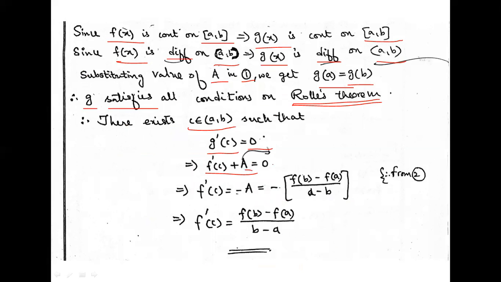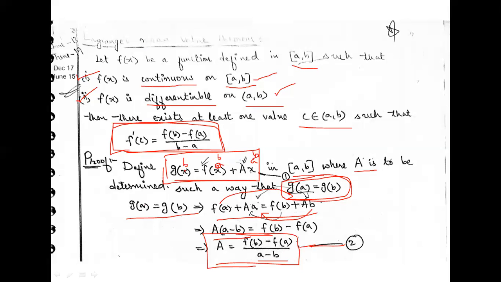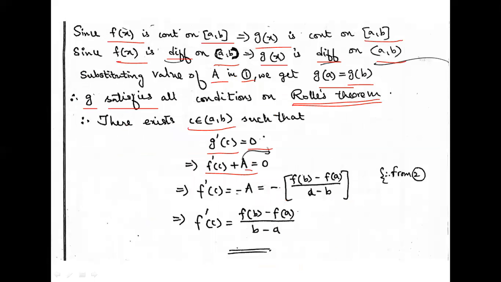What is a? We can substitute from equation number 2. The value of a is nothing but f of b minus f of a by a minus b. So f dash, send this a to that side: f dash of c is equal to minus a. What is a? f of b minus f of a by a minus b. If you multiply this sign to the denominator, a minus b will change to b minus a. So f dash of c is equal to f of b minus f of a by b minus a, which is the final equation.